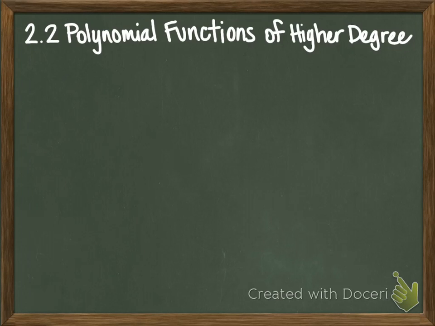Section 2.2 on polynomial functions of higher degree. So in section 1 we mostly looked at quadratic functions, which were a degree of 2. That meant the exponent was the second degree or second power, however you want to say it.